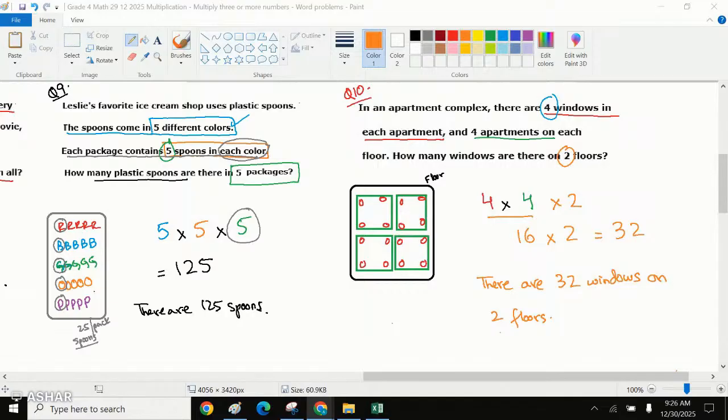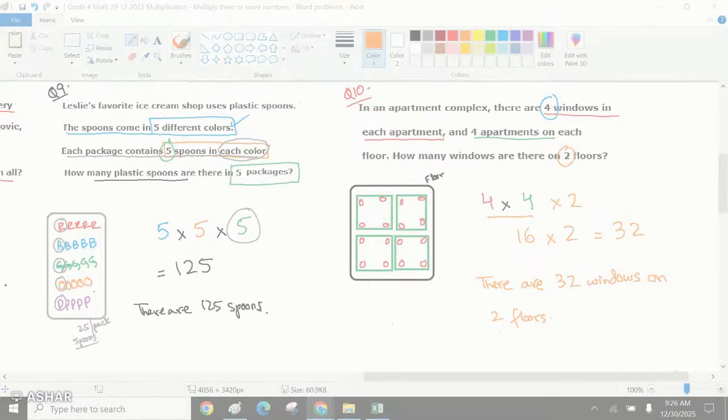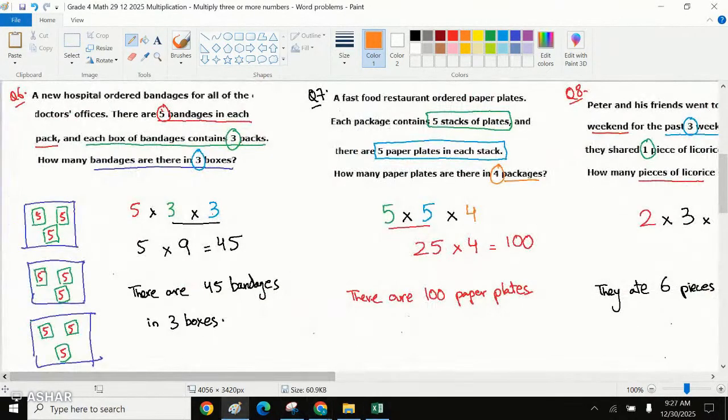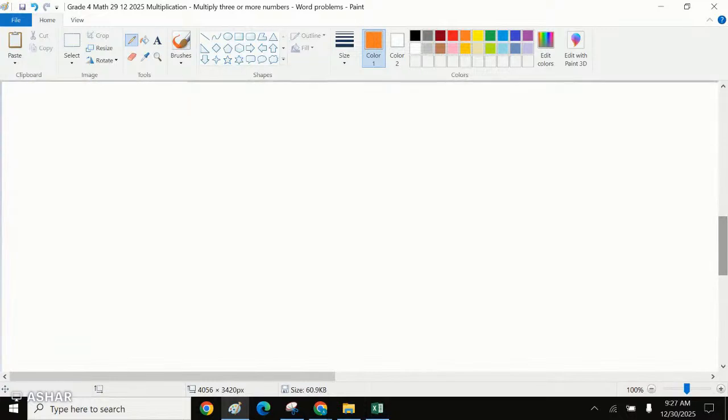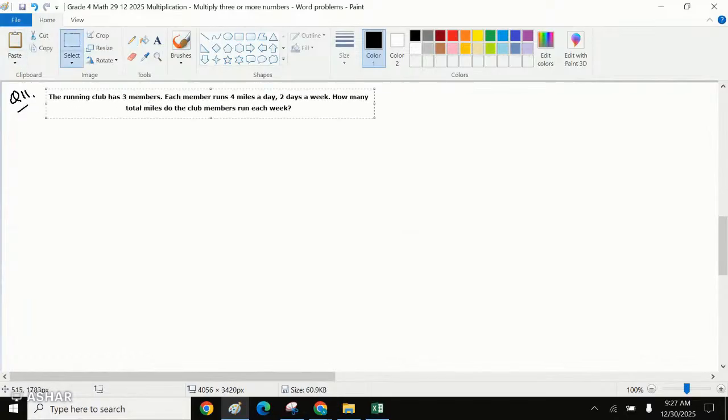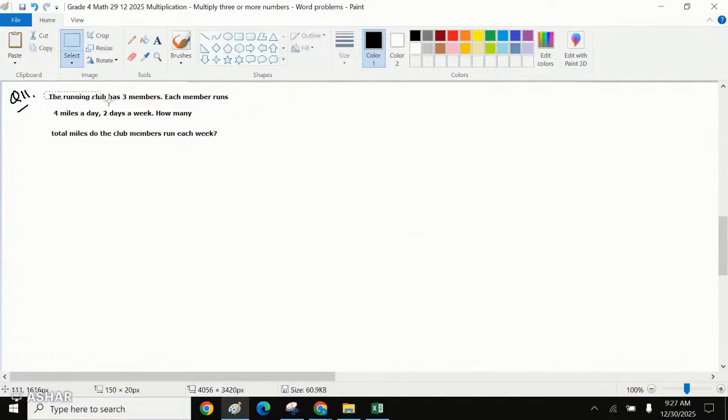Going to the next question. Let me just copy this. Okay. It's about a running club. Question number 11. Let me just realign this so that it's readable. Okay. We increase the size.